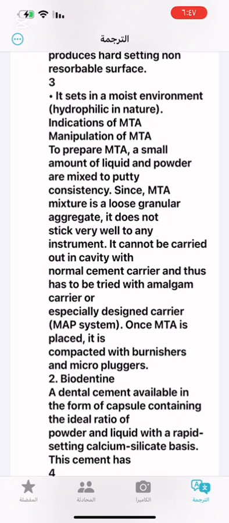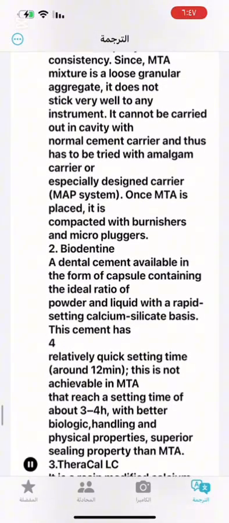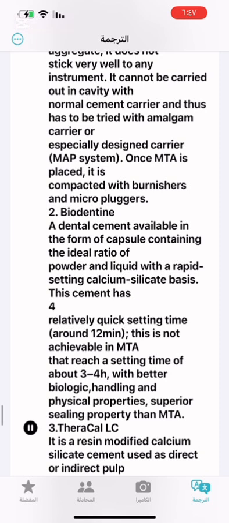Consistency. Since MTA mixture is a loose granular aggregate, it does not stick very well to any instrument. It cannot be carried into the cavity with a normal cement carrier, and thus has to be carried with an amalgam carrier or an especially designed carrier, the MAP system. Once MTA is placed, it is compacted with burnishers and micropluggers.